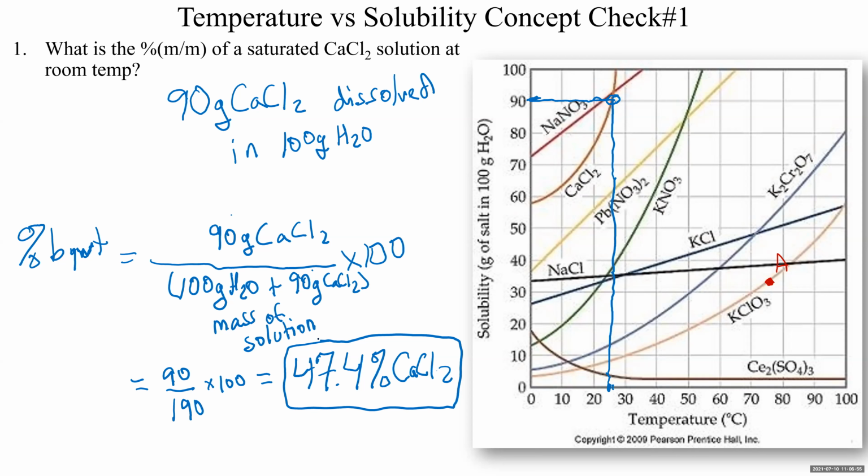Notice that if we were at a different temperature, we would have a different saturation point. So for example, at 5 degrees Celsius, and this is not the question now, our saturation point would have been 60 grams per 100 milliliters. And that would have been 60 divided by 160, which is about 37.5% calcium chloride by weight. We would have had a lower percent by mass solution at saturation because less is able to dissolve. So that's how you do it.